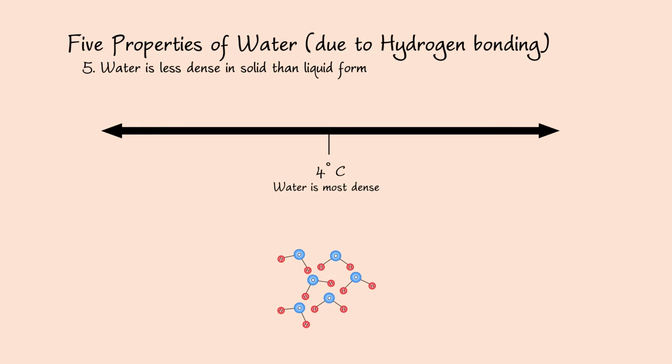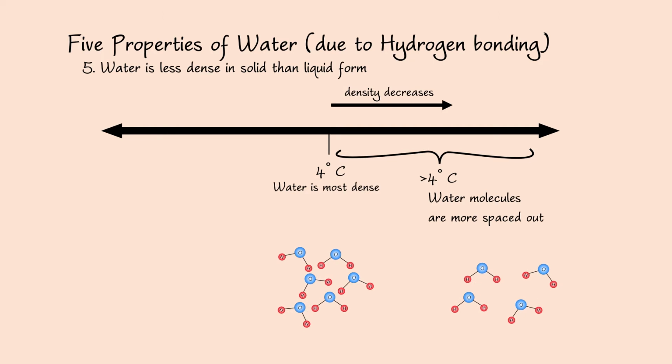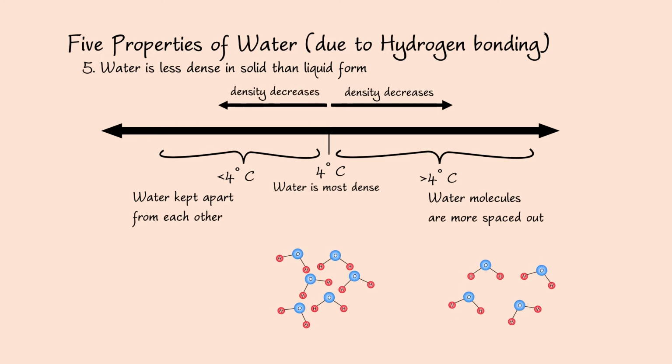As you heat water above 4 degrees Celsius, the water molecules are more spaced out. For this reason, the density of water decreases. This decrease in density upon heating is not unique to water and occurs in all substances. When the temperature drops below 4 degrees, the molecules become more spaced out and density decreases.